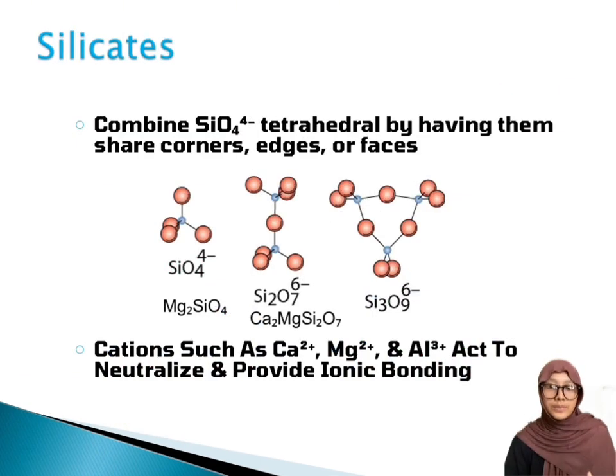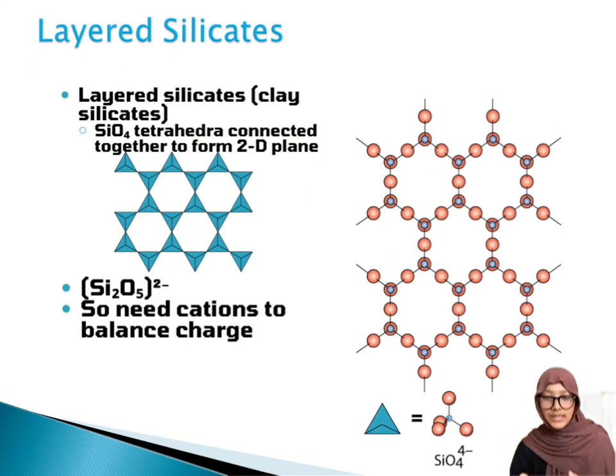So next, I will explain the basic unit for silicates. Silicates are made by linking SiO4 together in a tetrahedron shape, with silicon at the center bonded to 4 oxygens around it. So in this slide, it shows 3 different structures, which are Mg2SiO4, Ca2MgSi2O7, and also Si3O9.